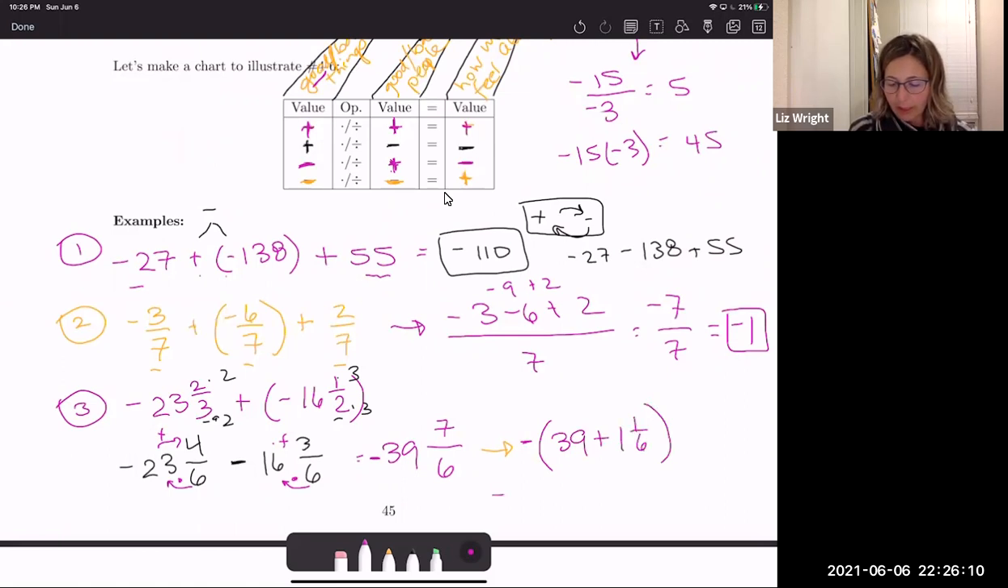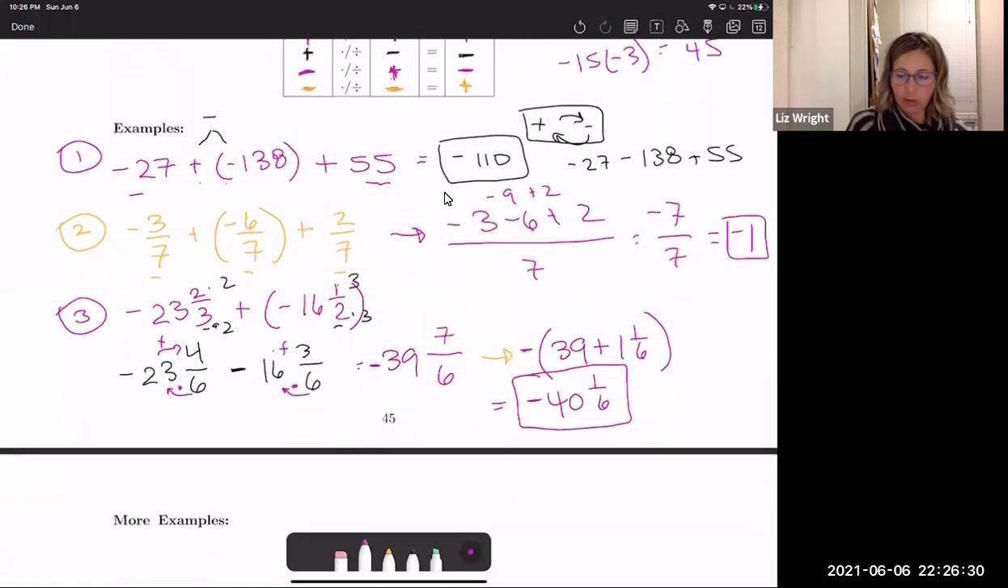So then 39 and 1 and 1/6 is going to be 40 and 1/6. And the answer to that's going to be negative overall. So then my final answer is negative 40 and 1/6. Again, if you would prefer to change them into improper fractions and just go that way, go for it. That's what you should absolutely do.